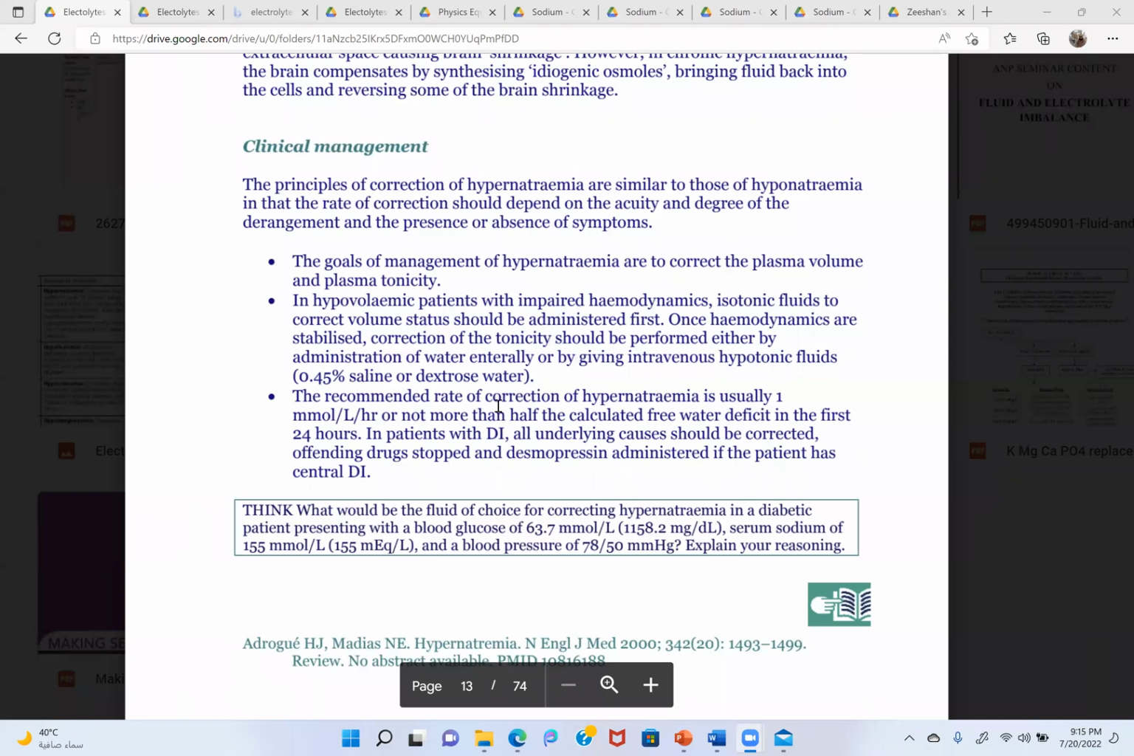The recommended rate of correction is 1 millimole per liter per hour, or not more than half the calculated free water deficit, which upstairs we calculated as 7.5 liters. So you should not correct more than half of it.